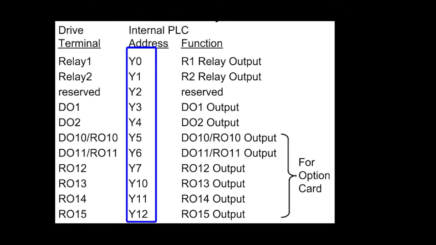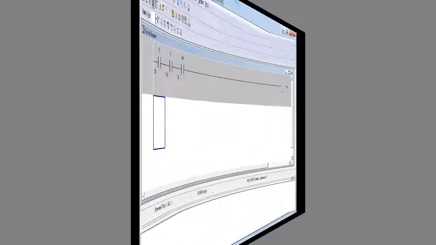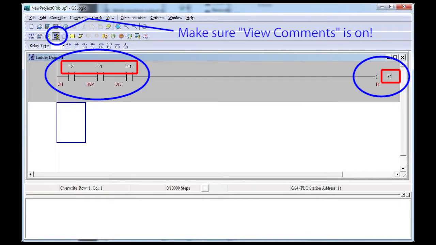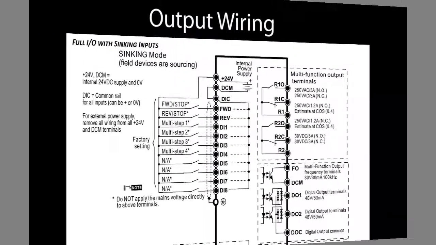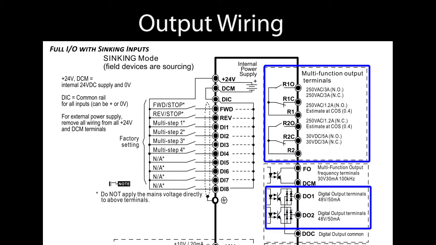The PLC numbers the outputs differently than the drive. The good news is you don't have to remember that because the ladder instructions show both the PLC's designation and the drive's terminal numbers. Section 2 of the user manual has a great graphic that shows you exactly how the outputs are wired and even includes the specs for each output.